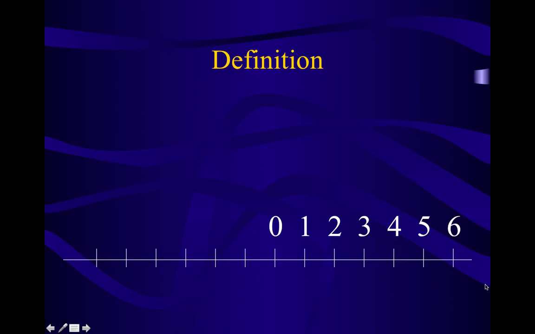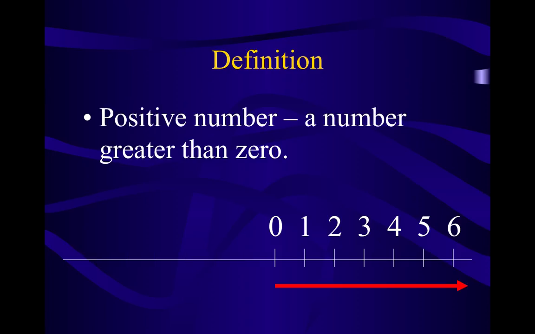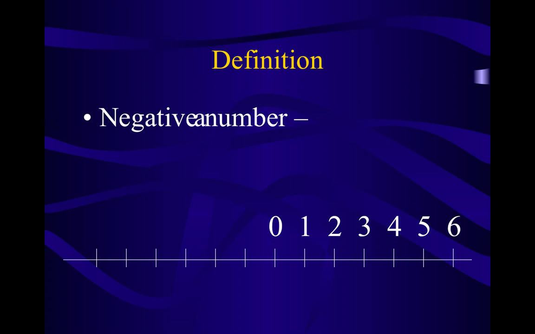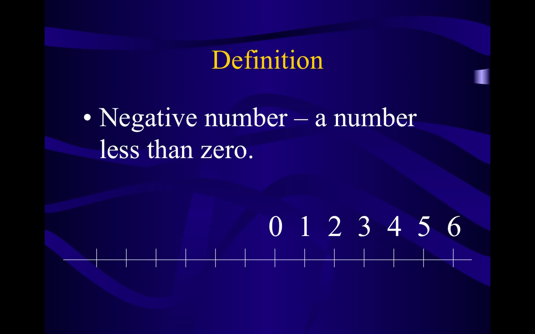Now, negative numbers move in the opposite direction. So whereas positive numbers move this way, negative numbers are going to move to the left. They'll be less than zero. So here are some examples of negative numbers. Negative numbers are -1, -2, -3, on and on into infinity, but this time in the left direction.